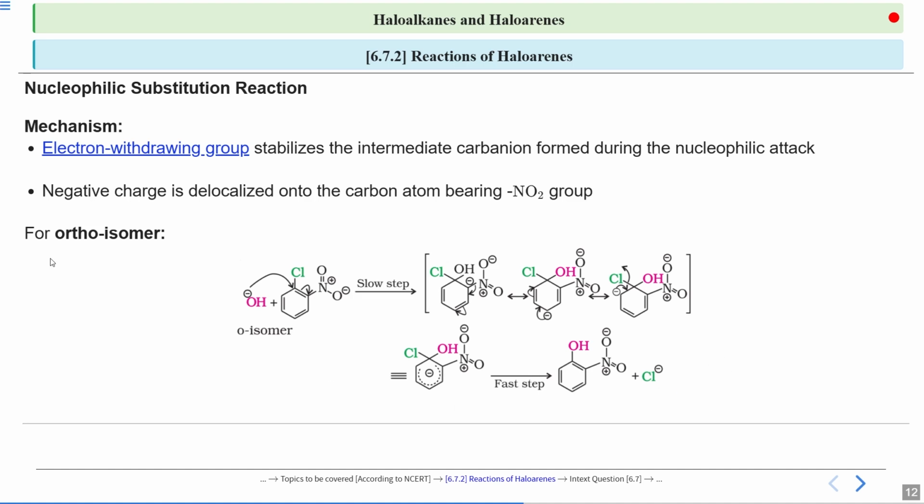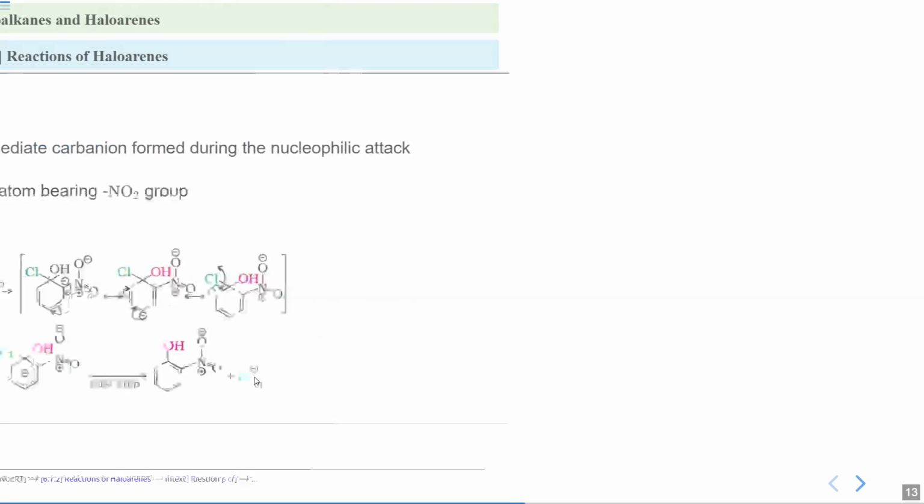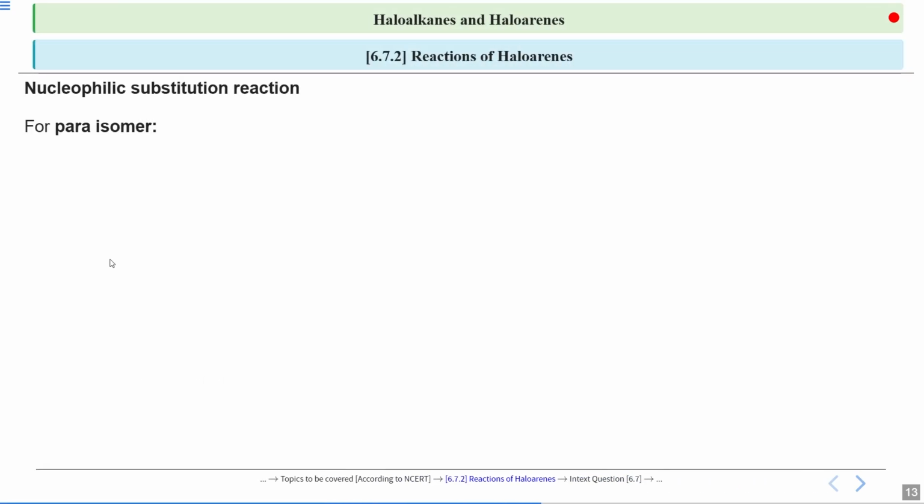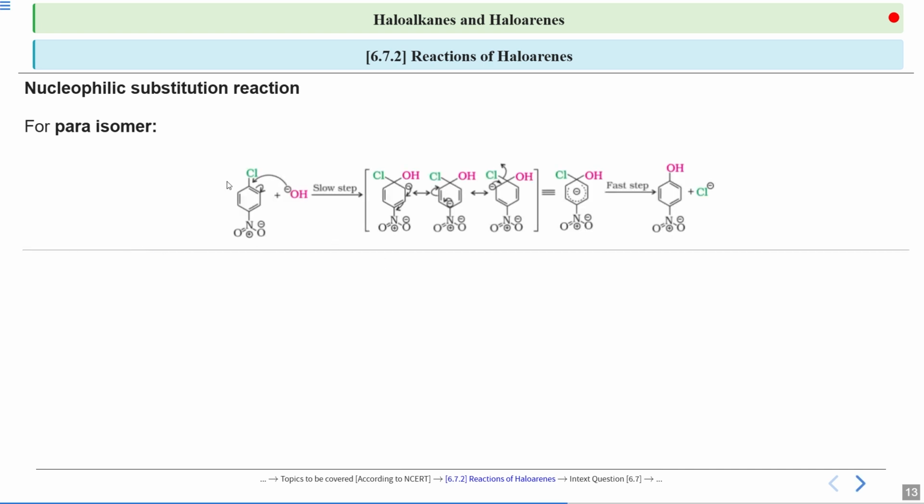So this is for the ortho isomer case, where at the ortho position we have the nitro group. Now for the para isomer, where the nitro group is present at the para position, what will happen? A similar case will happen: the hydroxyl group, that is a nucleophile, attacks this carbon, the double bond will break and the electrons will be shared as a charge over this carbon, and you will get this structure.